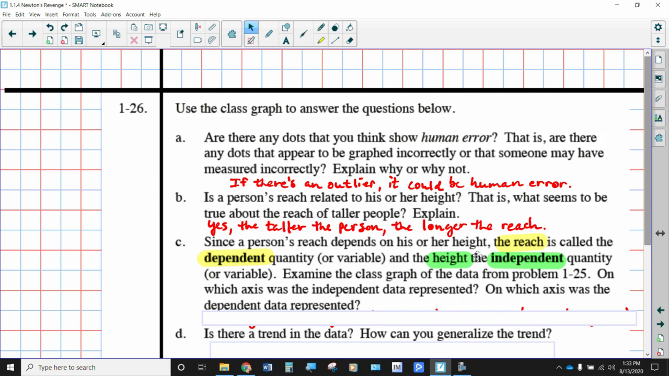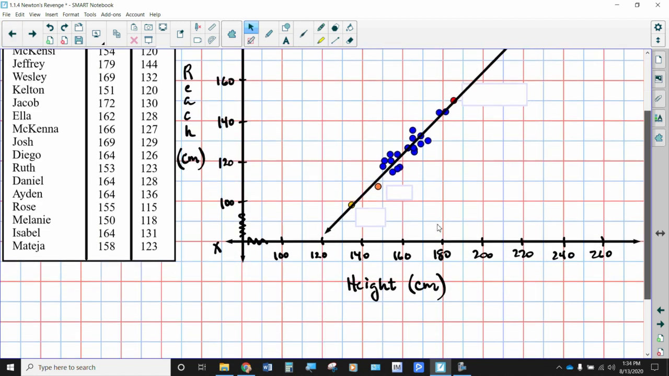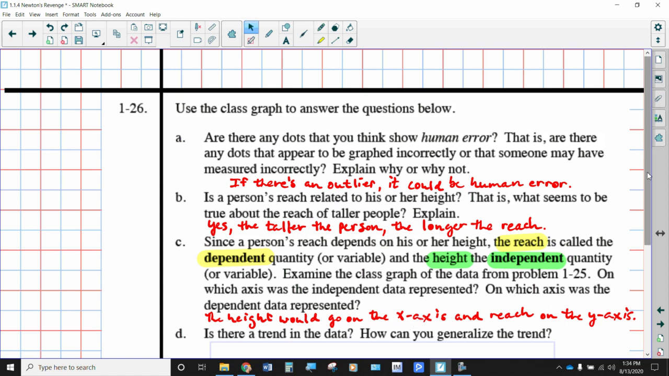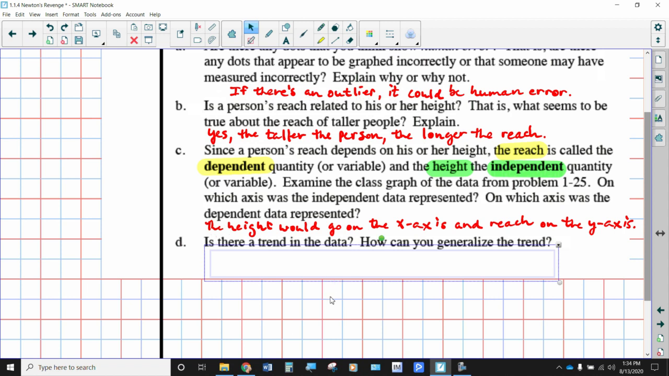Since a person's reach depends on his or her height, the reach is called the dependent variable. That's our Y variable. And our independent variable is the height. So if we examine the class graph for this particular one, which axis has the independent data represented? So the height is the independent data, and we're trying to see how that affects the reach, which is the dependent. So which axis is this horizontal axis? That's the X-axis, correct? So we can say that the height should go on the X-axis and the reach would go on the Y-axis.